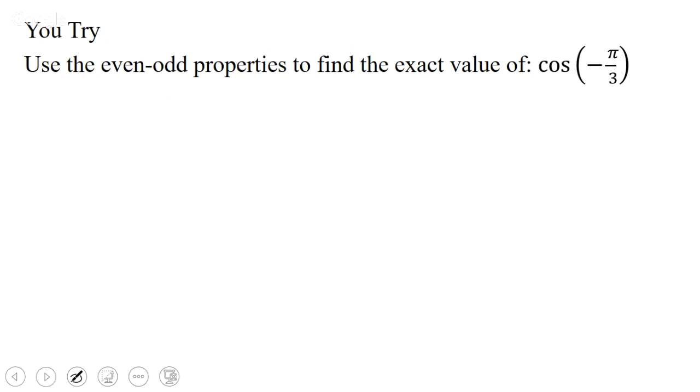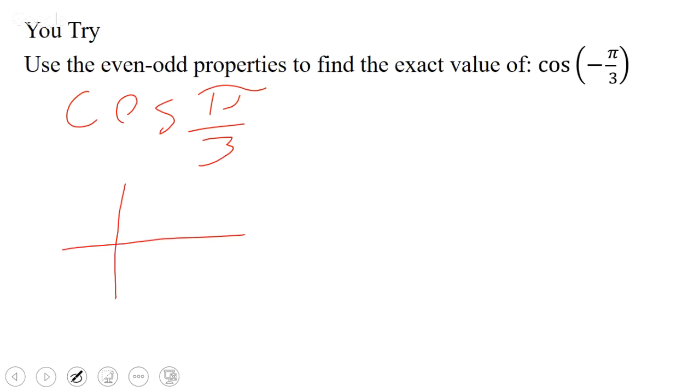For cosine of negative pi over 3, once again, I can drop it. So that's just going to be cosine of pi over 3. So pi over 3, that is in the first quadrant. Pi over 3 is 60 degrees. So I once again have a 1, 2, square root of 3 triangle. So this is going to be 30, and that's my 60. So across from the 30 is 1. Then 2 is the hypotenuse, and square root of 3 is what's left. So now cosine is adjacent over hypotenuse. So it's just going to be 1/2.